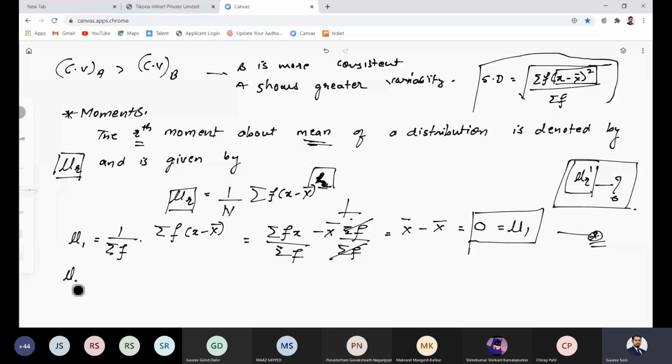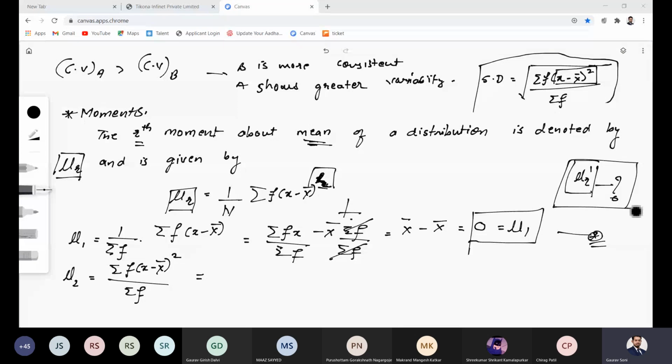Second, mu 2 is equal to summation f x minus x bar square upon summation f. What is this? Anyone who can recognize this? So no one is making a list of formulas. Sir, variance. It is a variance. Very good. So it is denoted by sigma square, and is called variance.